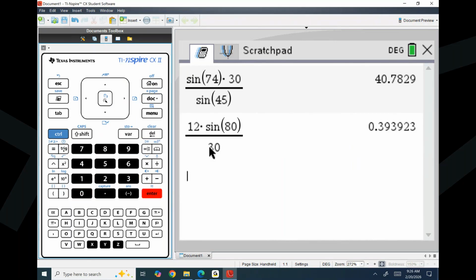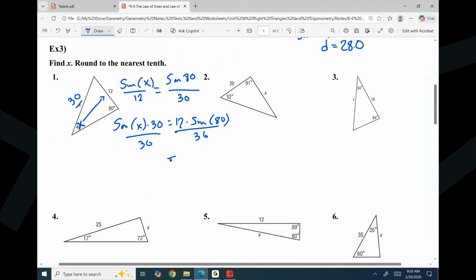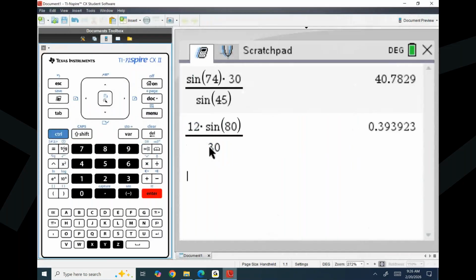All right. So we get around 0.39, right? I'm going to leave that number alone. So this comes out to about 0.39-ish. Equals what? The sine of X, right? So how do we get rid of it? Inverse, right? All right. So we get X equals whatever the inverse sine of 0.39 is. So I want the inverse sine of, I'm going to paste that.